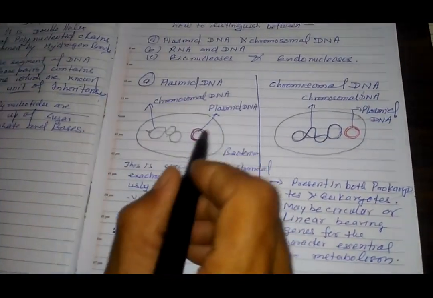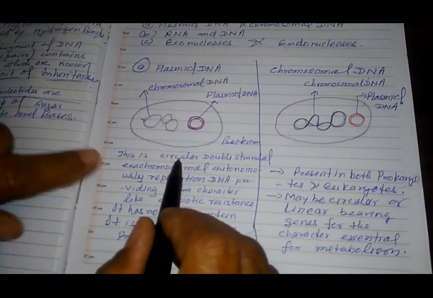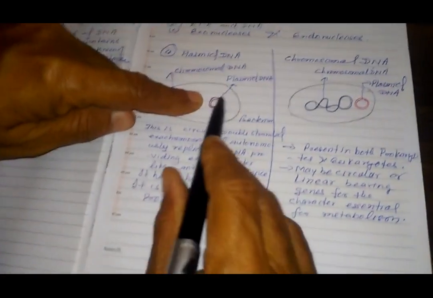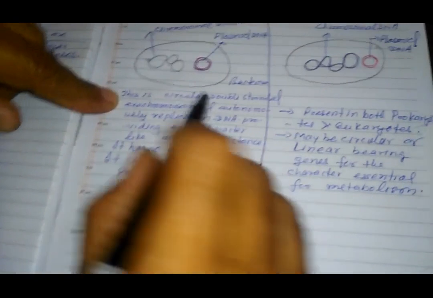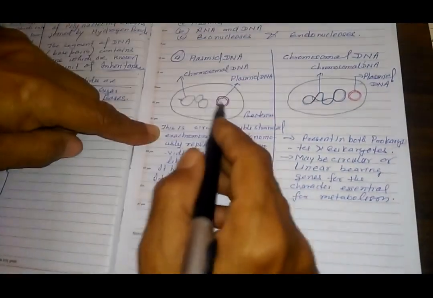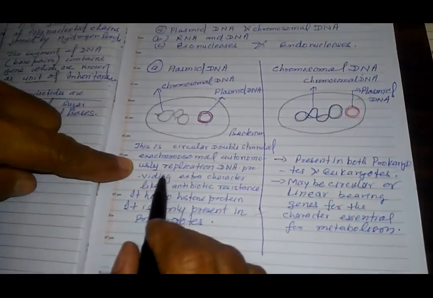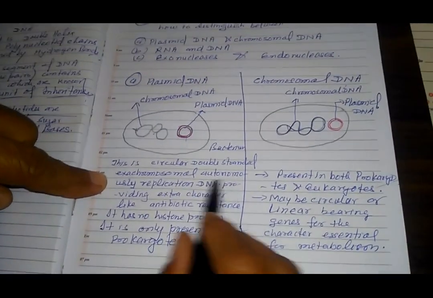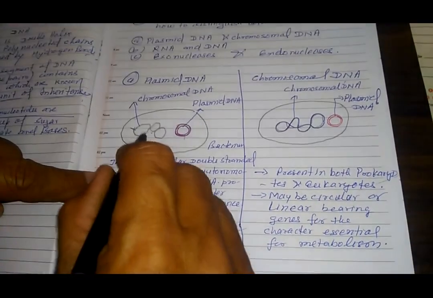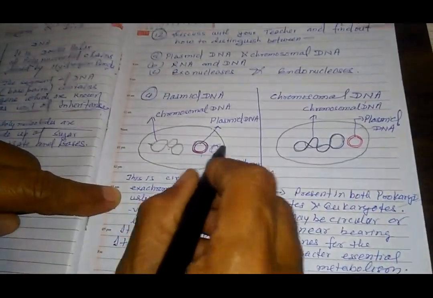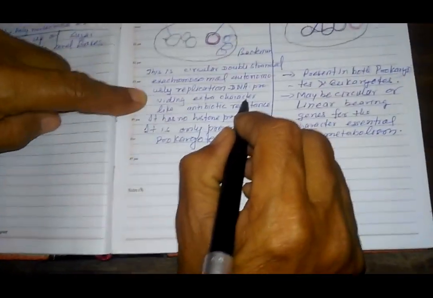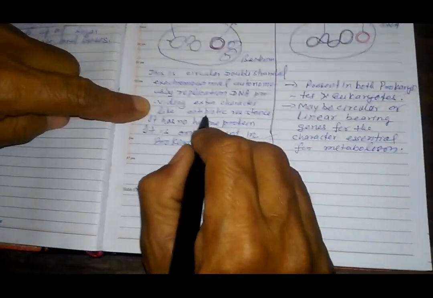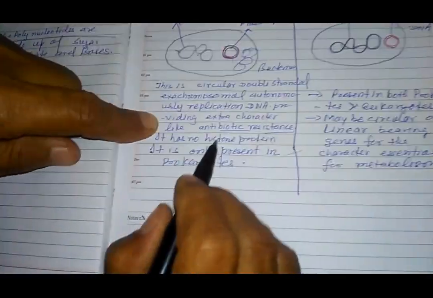So for plasmid DNA, how can we write? Try to understand. It is circular in shape, double-stranded, and extrachromosomal, extra to the chromosome. It is autonomously replicating, and it replicates to as many copies as required, providing extra characters like antibiotic resistance.